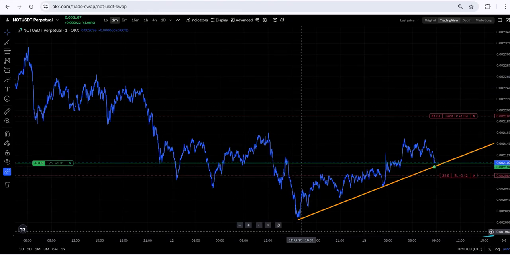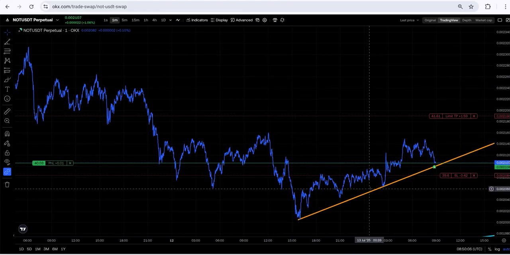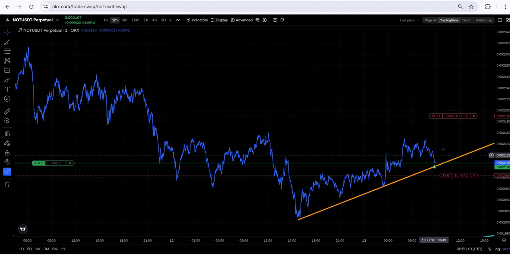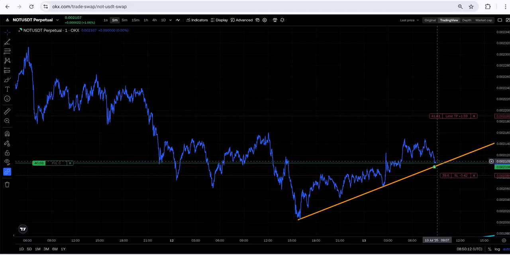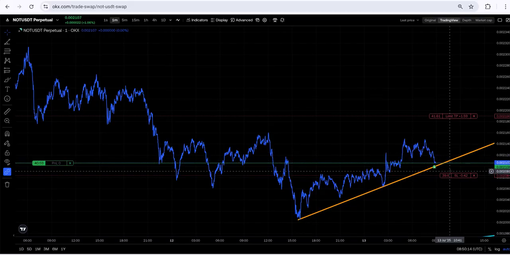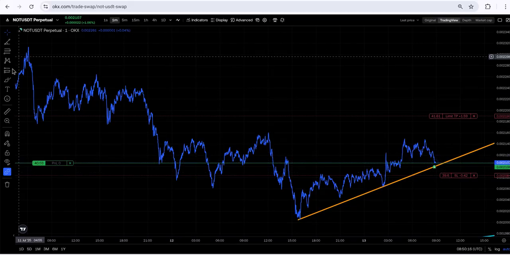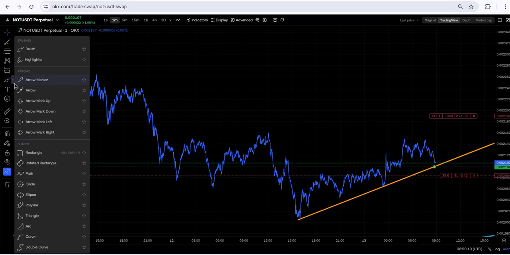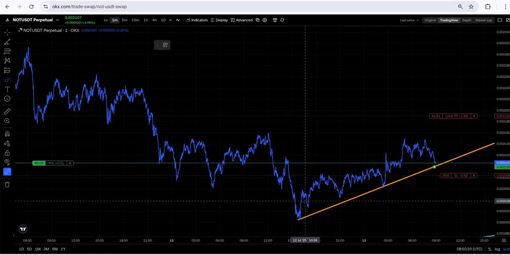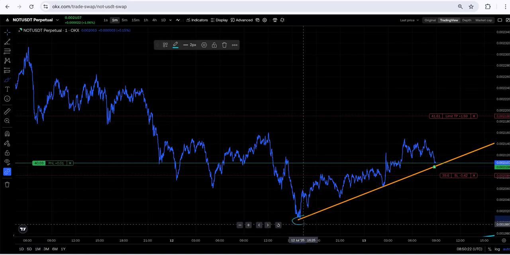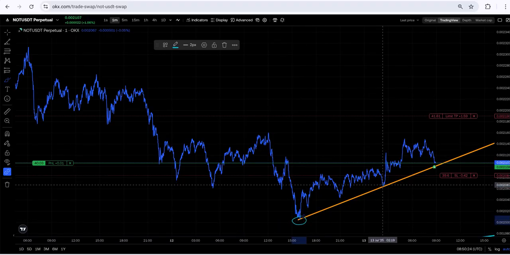You see we have here the first touch point, the second touch point, and here I have put a limit order which has been triggered right now. Let me show you the touch points here where I have them. This was my first touch point here, and this is the second touch point here.